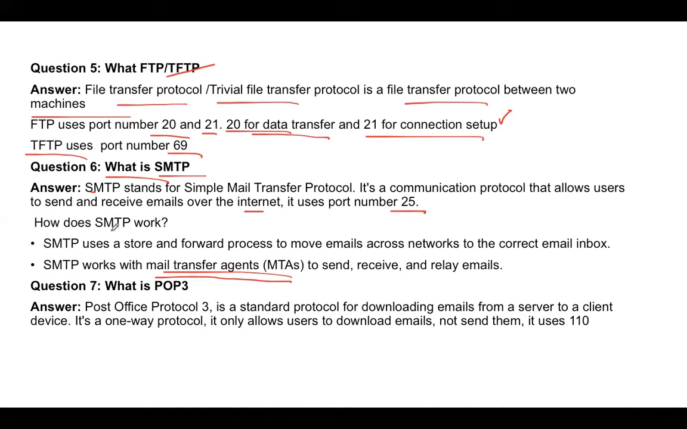Let's remember, how does SMTP work? Okay, so high level I have mentioned here. SMTP uses a store and forward process to move emails across networks to the correct email inbox. SMTP works with mail transfer agents to send and receive and relay emails. Just remember. Okay, and this is where you might find the MX record.